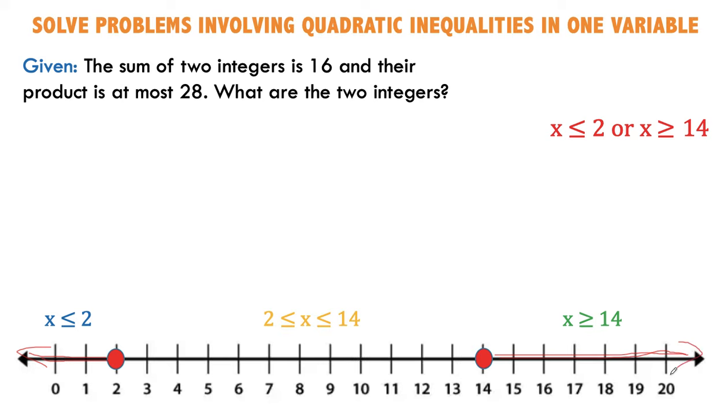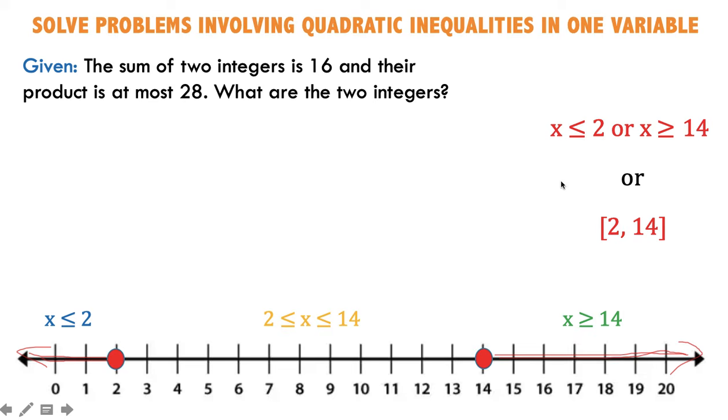Alright, so let us test. From the given, it says that the sum of two integers, by the way, this can also be written into notation form like this. So let us test this answer if it satisfies our given. So it says here that when we add these two numbers, the sum is 16. If we're going to multiply the same numbers, the product is less than or equal to 28.